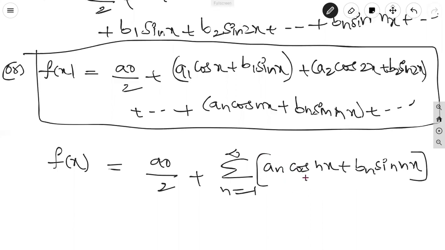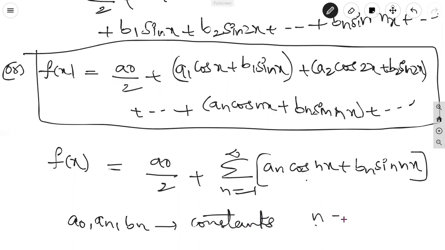Here a naught, an, bn are constants. Here n goes from 1 to so on, not including infinity. Why? It is a natural number, and in the natural numbers we are not taking infinity: 1, 2, 3 and so on. Those are constants. Such a series is known as a Fourier series.